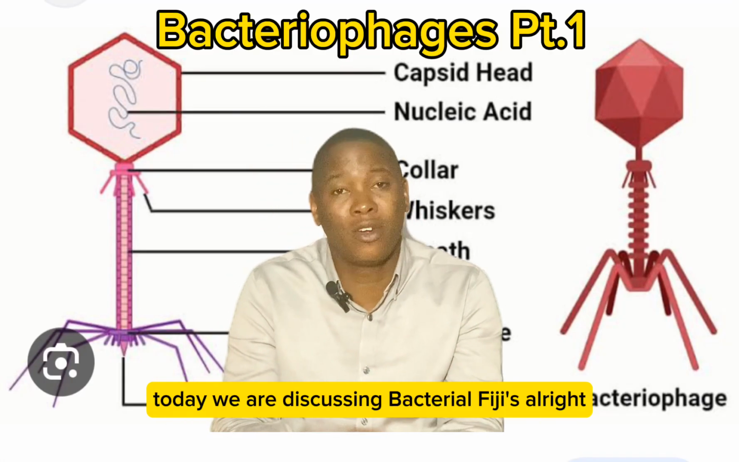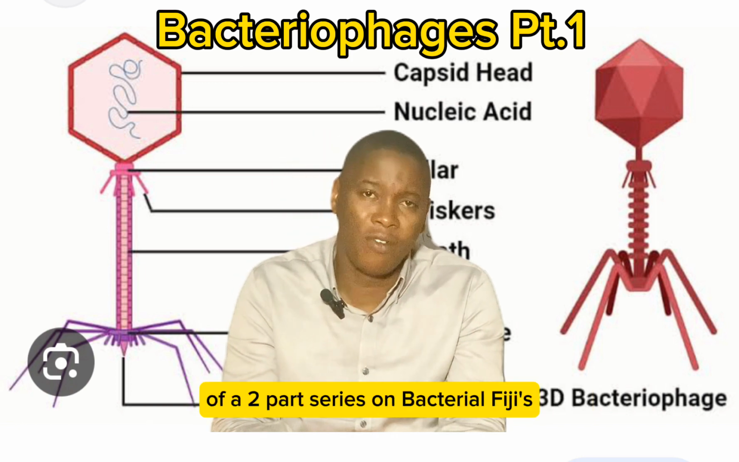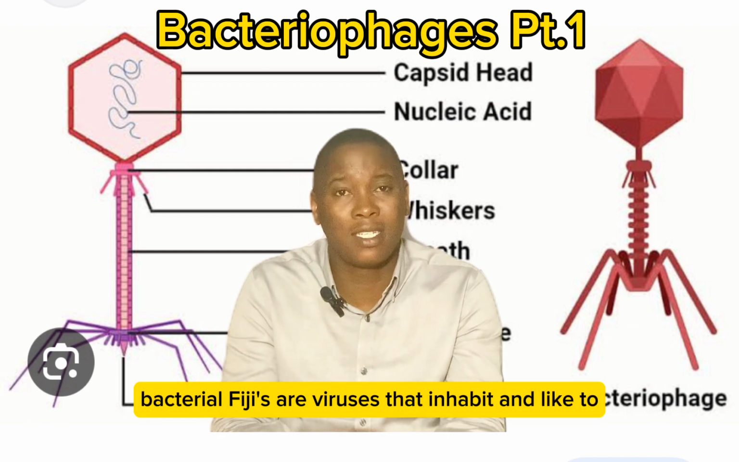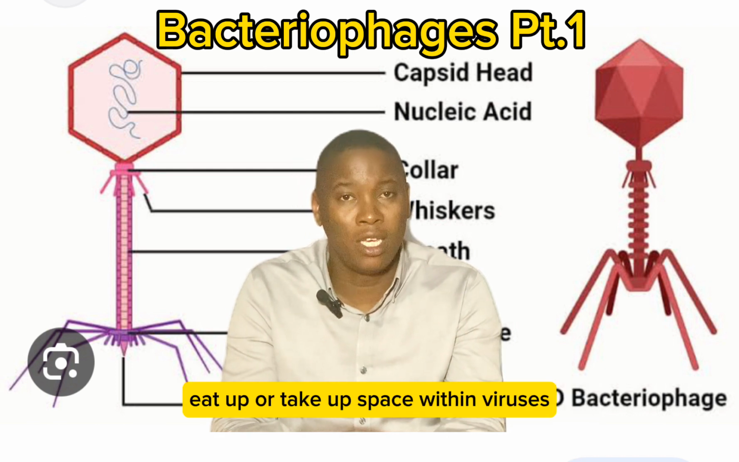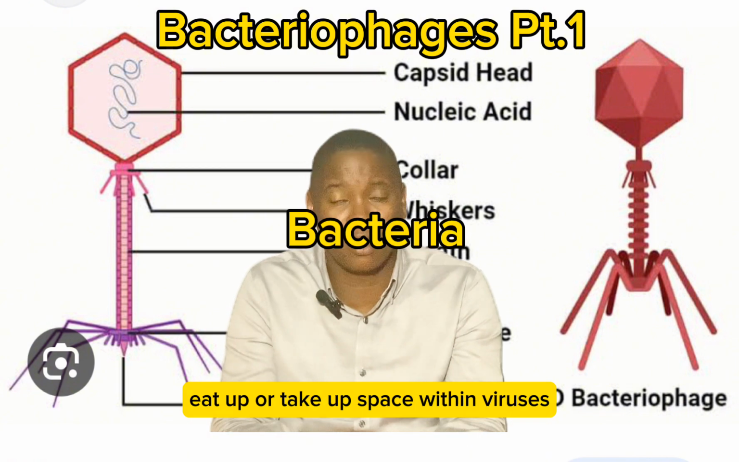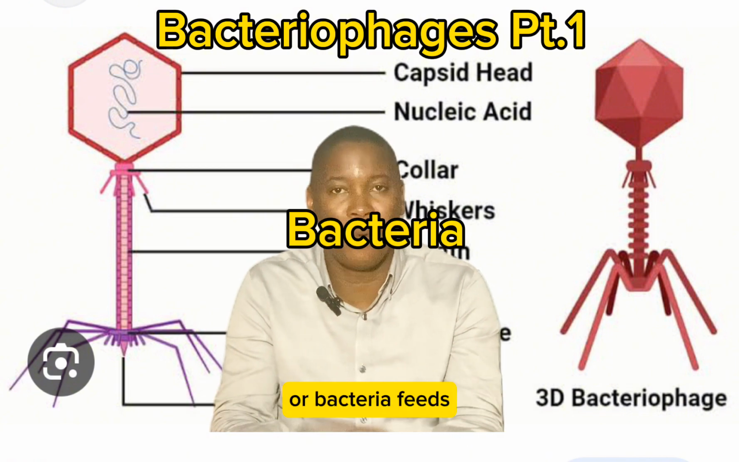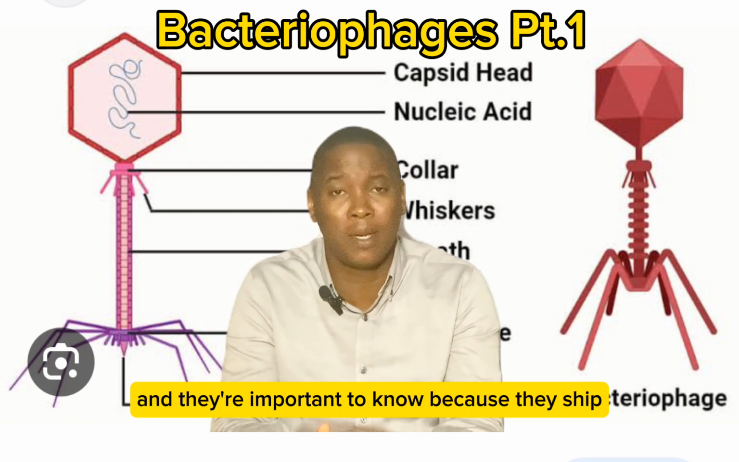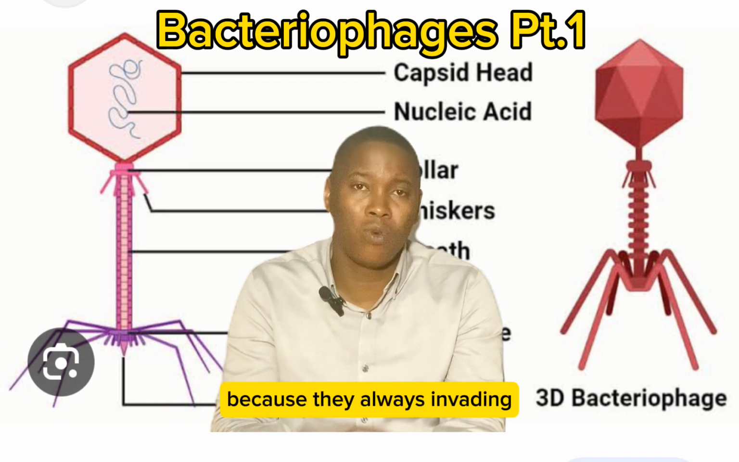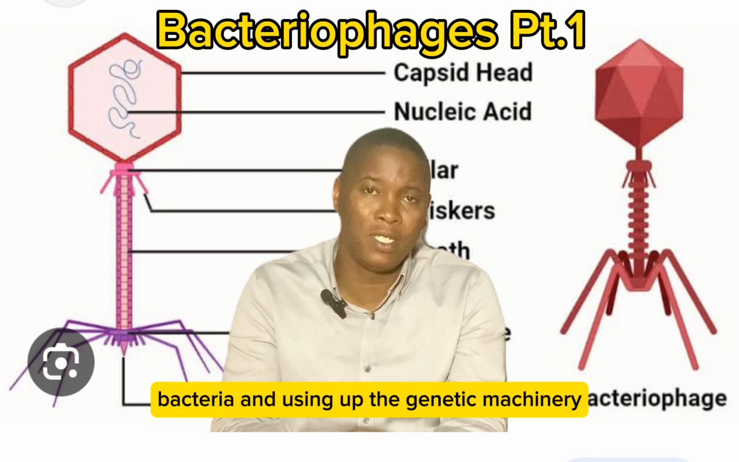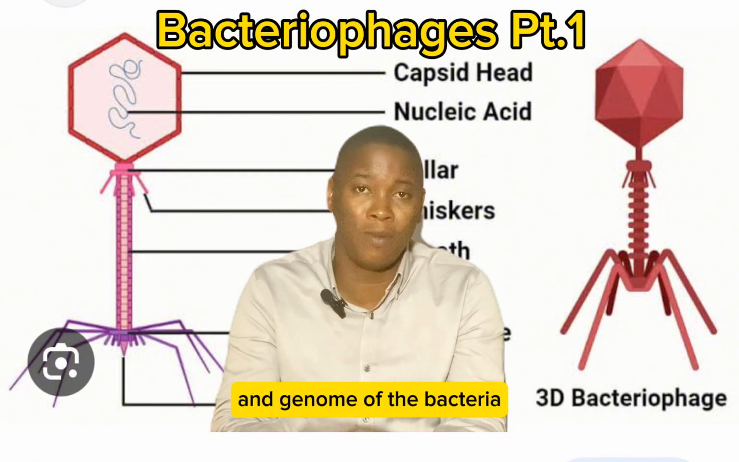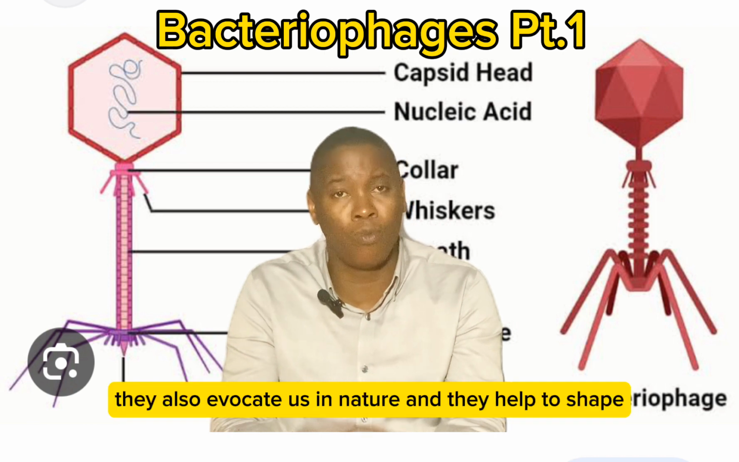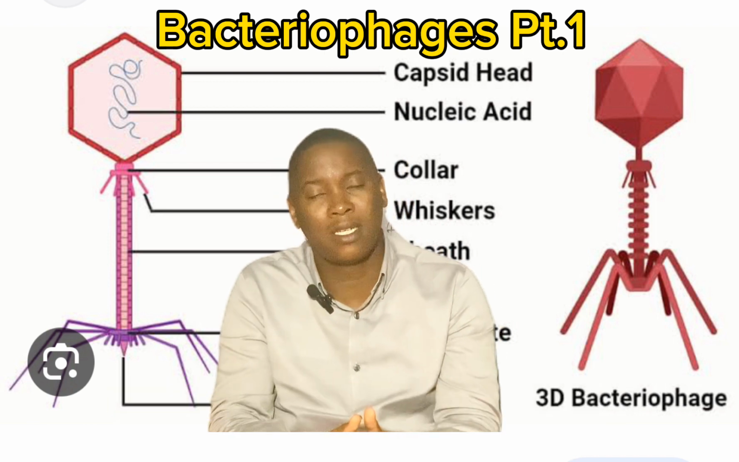Today we are discussing bacteriophages, and this is part one of a two-part series. What are bacteriophages? Bacteriophages are viruses that inhabit and take up space within bacteria. Sometimes they are simply called phages. They are important and numerous in nature because they shape bacterial populations. They are always invading bacteria and using up the genetic machinery and genome of the bacteria to make many copies of themselves. They are well known and ubiquitous in nature, and they help to shape bacterial populations.